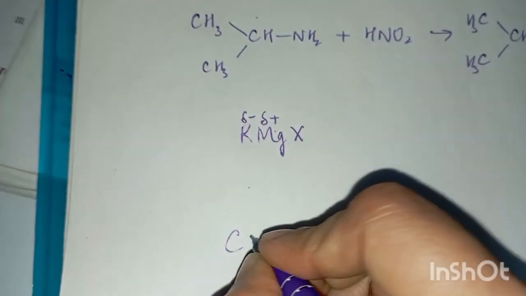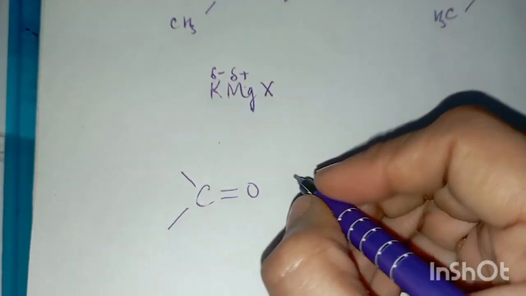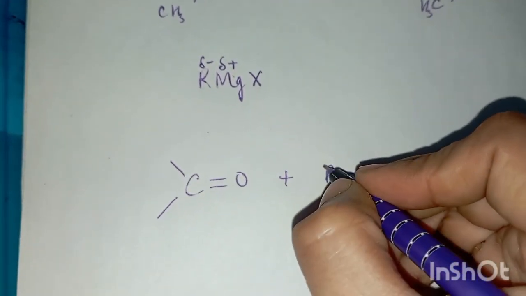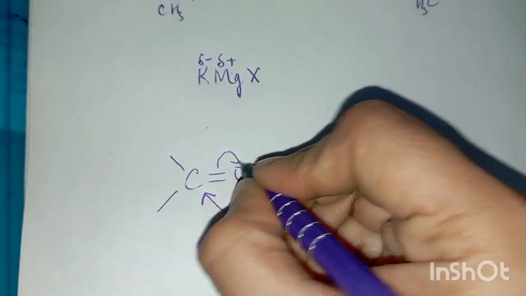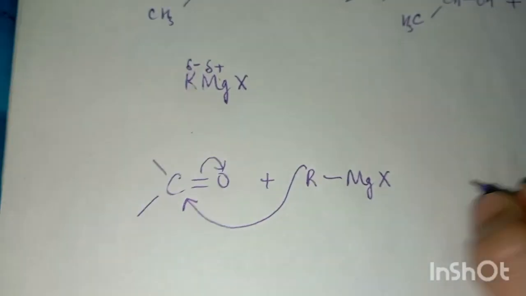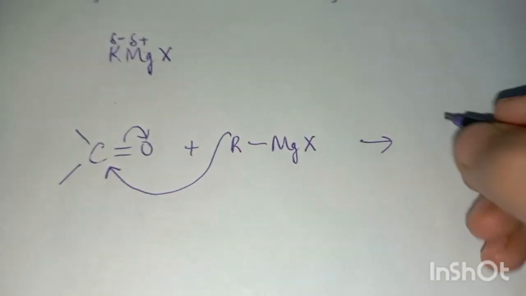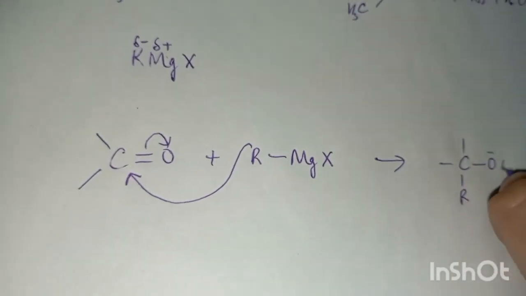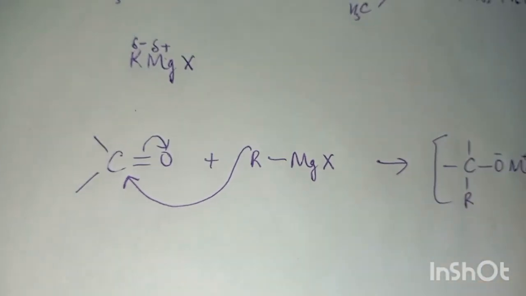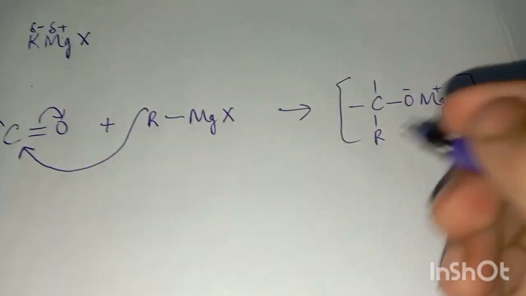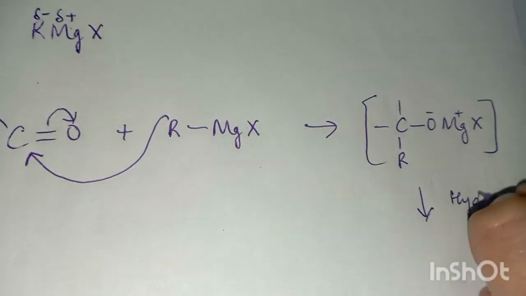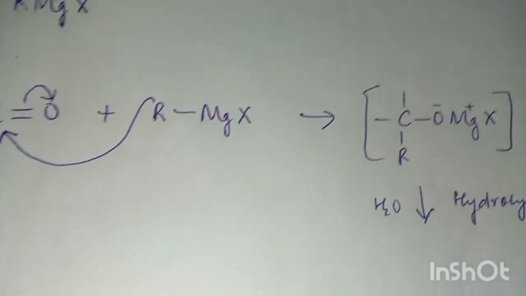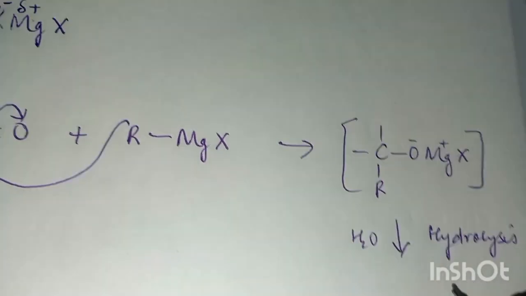So when a carbonyl compound reacts with Grignard reagent, this R of RMgX will add nucleophilically to the carbonyl group. Nucleophilic addition takes place here, with formation of adduct. Now this is the adduct. Hydrolysis of this adduct will lead to the formation of alcohol. Hydrolysis means lysis or breakdown of any compound in the presence of water.